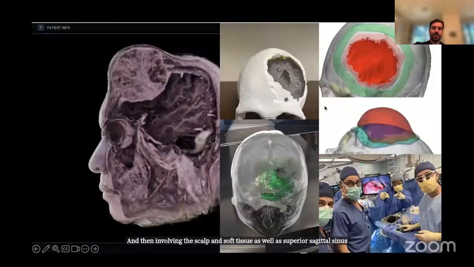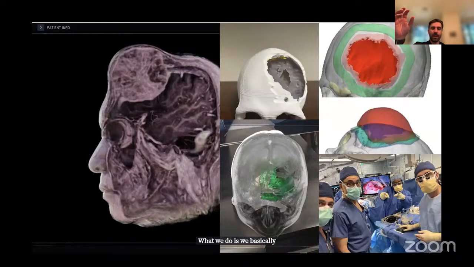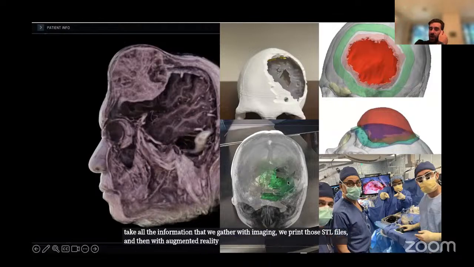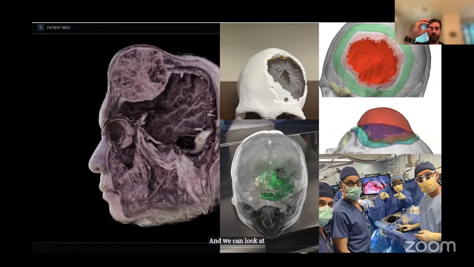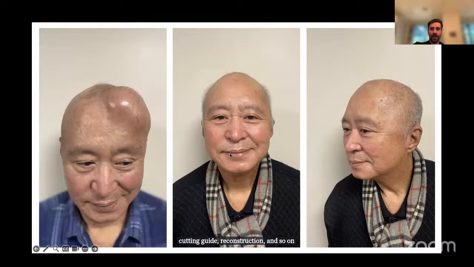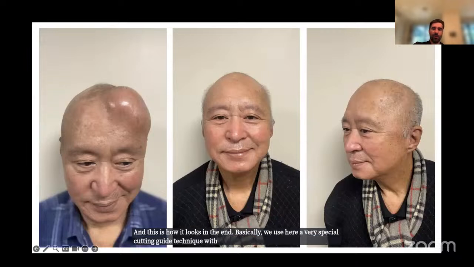What we do is we take all the information that we gather with imaging, we print those STL files, and then with augmented reality, as you see here, we take our goggles and we can look, in virtual reality, in real time on the model, at all the difficult structures and anatomy, our cutting guide, reconstruction, and so on. And this is how it looks in the end. Basically, we use a very special cutting guide technique with customized implants to reconstruct him, and this is just 3 weeks post-op.